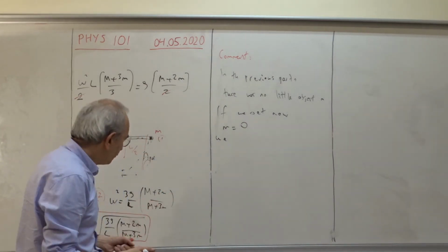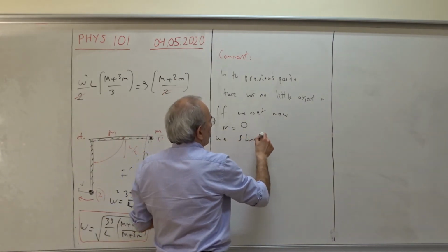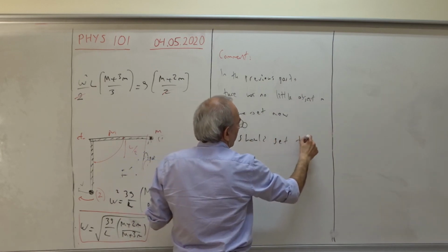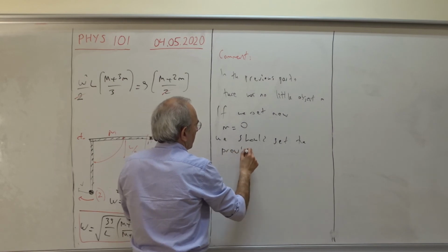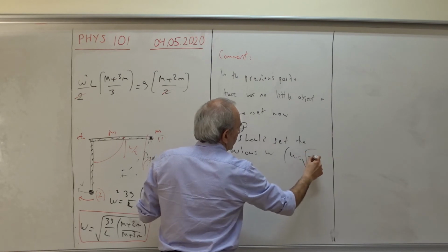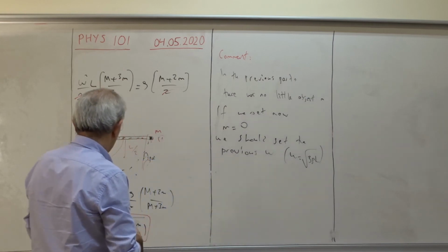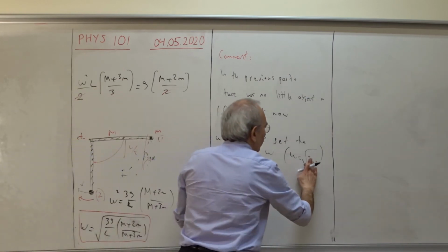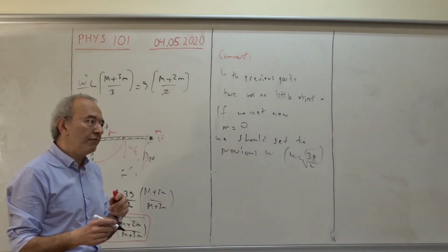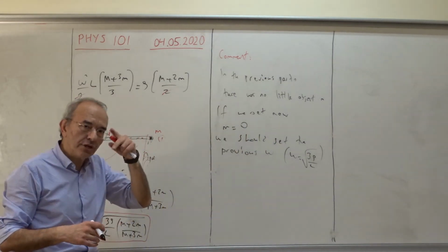Do we? Yes, we do. We should, if we set now m equals 0, we should get the previous omega. What was it? Remember, omega was root 3 times G over L. 3 times G over L was the previous omega. If you multiply by L, we will get, for the linear velocities, root 3GL. But for omega, it was root 3G over L.